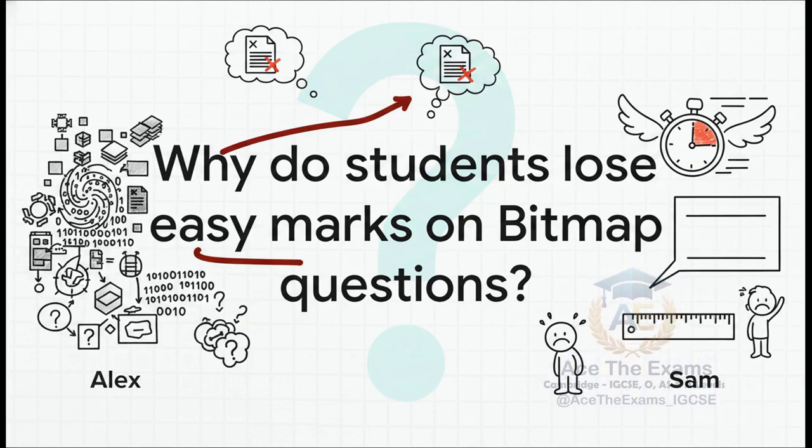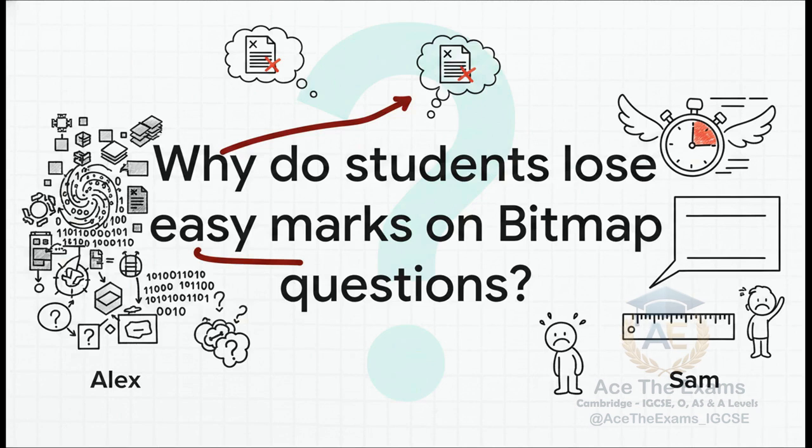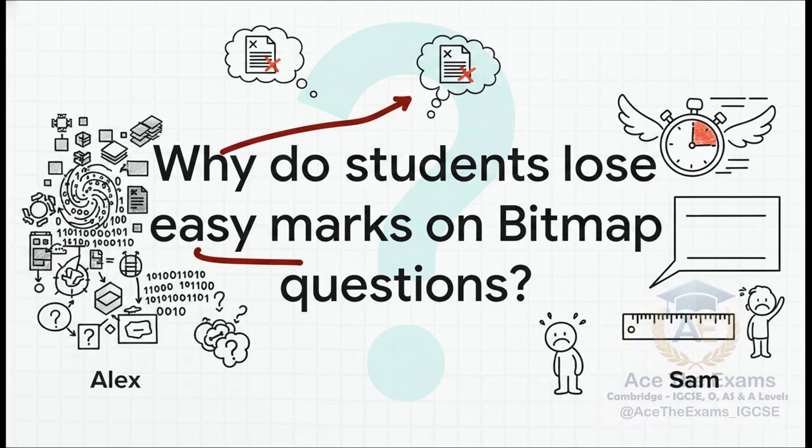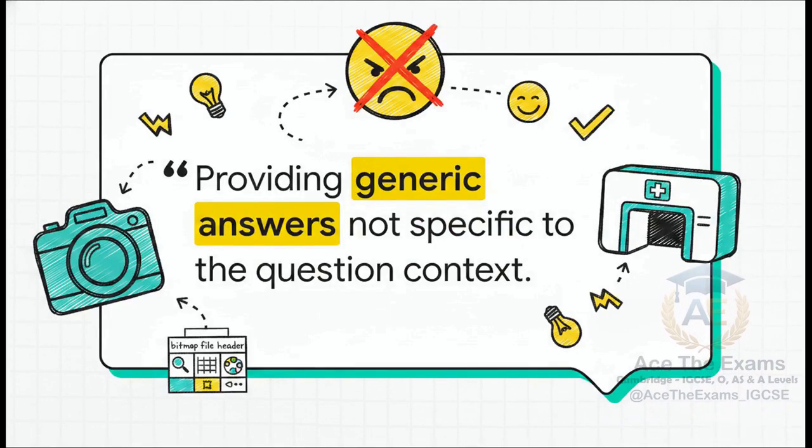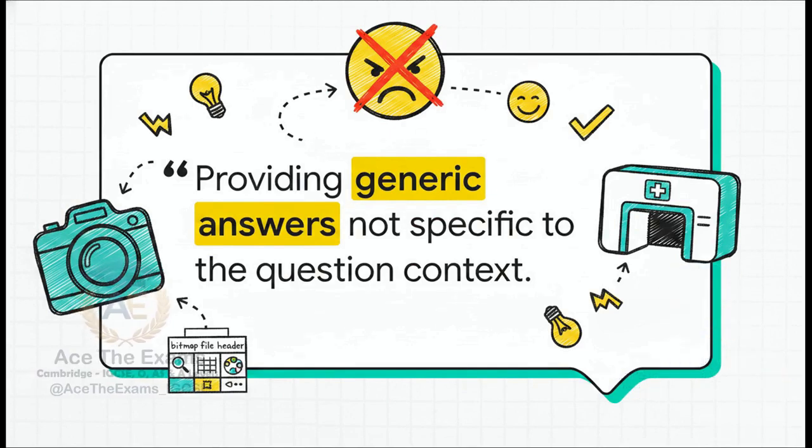Both Alex and Sam walk out of the exam hall feeling incredibly confident. They both think they crushed it, and both of them are absolutely shocked when results day comes and they've lost those easy marks. So why does this happen? What is the disconnect? Well, what's really interesting here is the ultimate examiner alert, and we are getting this directly from the source itself. This isn't just a guess. This is a direct quote from the Cambridge Principal Examiner reports. They state very clearly, the classic mistake is providing generic answers, not specific to the question context. Always link every point to the given scenario.